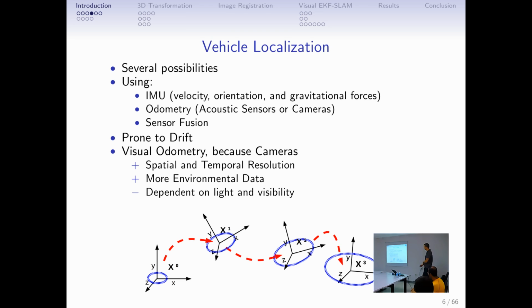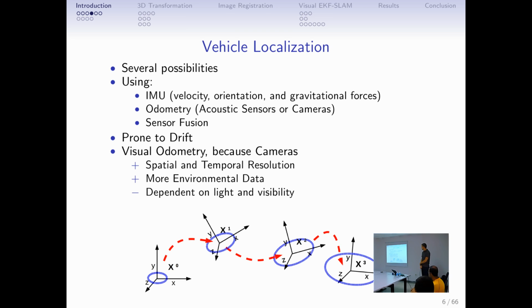There are several possibilities to get this trajectory. For example, using inertial sensors, odometry, or to do some kind of sensor fusion, so put different kinds of sensors together and get the information from this. But it is in the nature of sensors that they are all prone to drift, which is indicated with these blue ellipsoids. So after some time, the error of the sensor is accumulating and the state gets inaccurate.